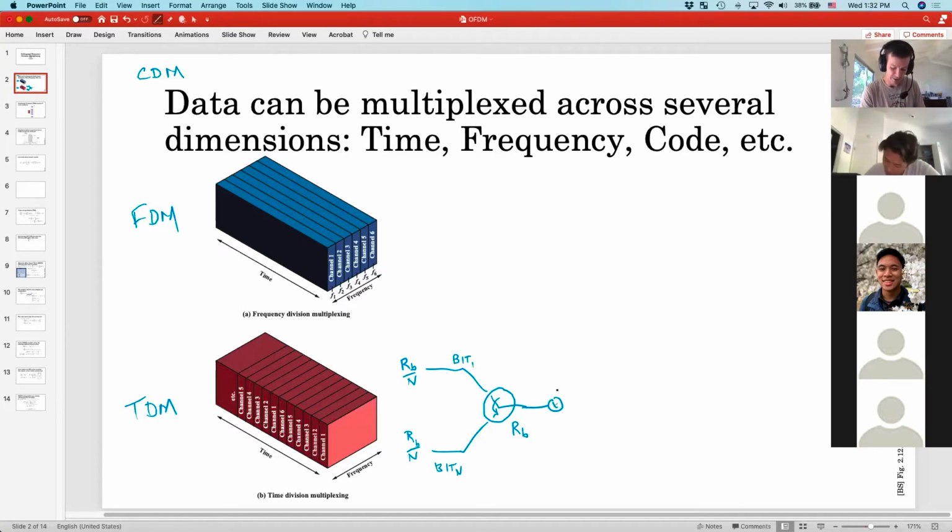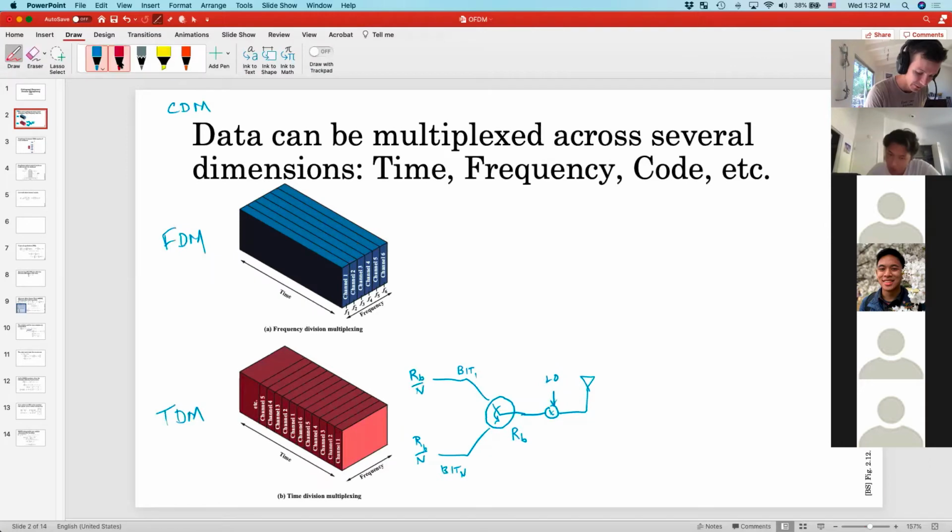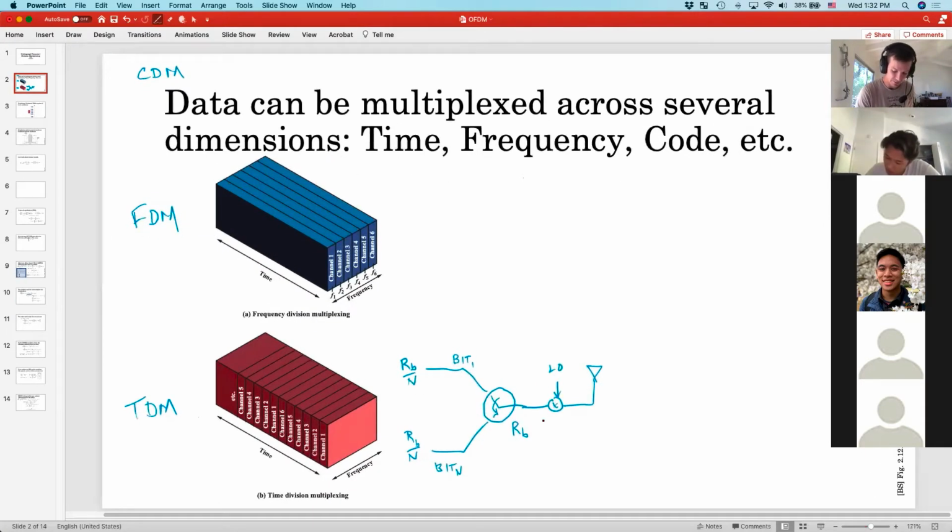And then this would get upmixed to the passband and sent on its merry way. This signal, because it has a bit rate of RB, is going to have a bandwidth of RB over 2. And then up here in the passband, we multiply by 2 again, and so we get an RB channel bandwidth. This is assuming no pulse shaping shenanigans.